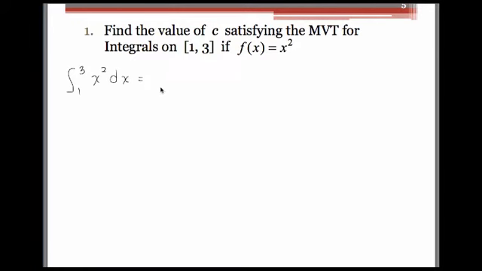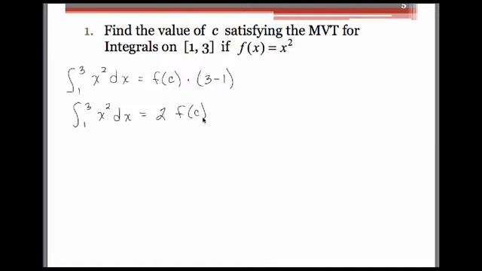remember we're setting it equal to the area of a rectangle. So the height of the rectangle is f of c. The width of the rectangle is going to be the difference between b minus a. So essentially what we have is the integral is equal to 3 minus 1, obviously 2, times f of c.